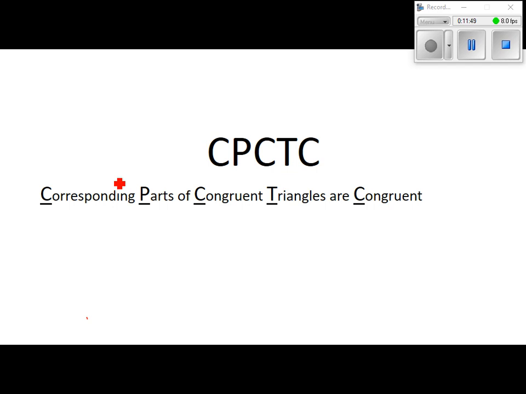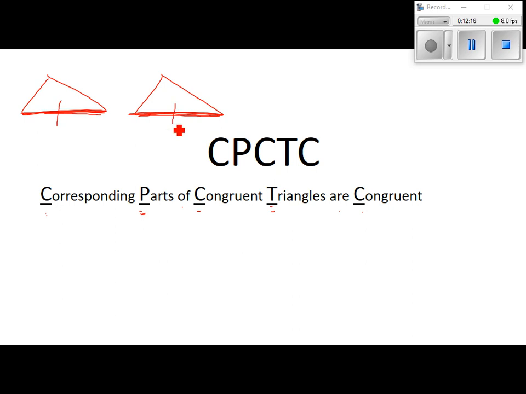CPCTC, fill this in. All you need to really put in is the underlined ones here. That's what it stands for: corresponding parts of congruent triangles are congruent. So if we have two triangles, and we know that these two triangles are congruent, then the parts that match up, like this part and this part, have to be congruent to each other.